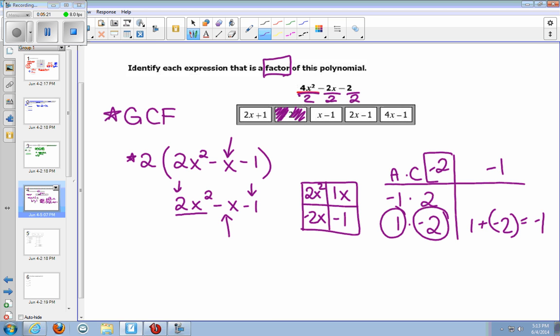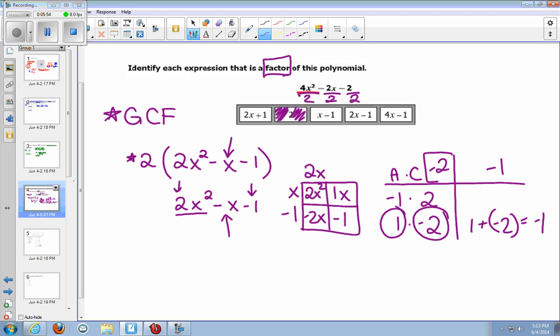Now, just like grouping, all you have to do is factor out the GCF. So if I take the greatest common factor of 2x squared and 1x, all I'm going to be able to take out of that is an x. Looking down here, I have negative 2x and negative 1. I can certainly take out a negative, but other than that, that's all I have in common, so I'm going to make sure that's a negative 1. GCF going vertically, the GCF of 2x squared and negative 2x is a 2x.